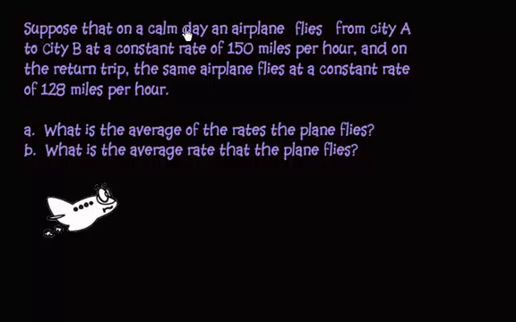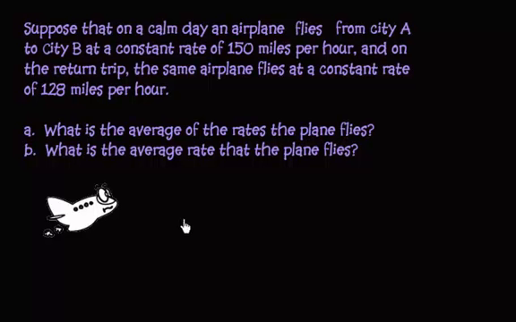So suppose that on a calm day an airplane flies from city A to city B at a constant rate of 150 miles an hour. And on the return trip, the same airplane flies at a constant rate of 128 miles per hour. So first question, what is the average of the rates the plane flies?